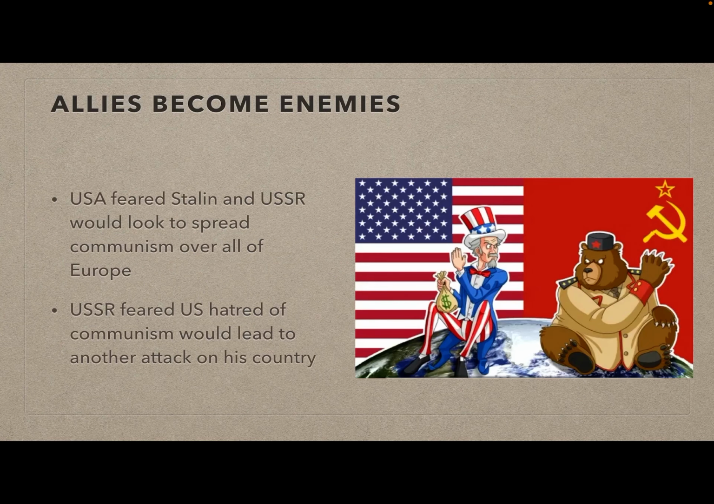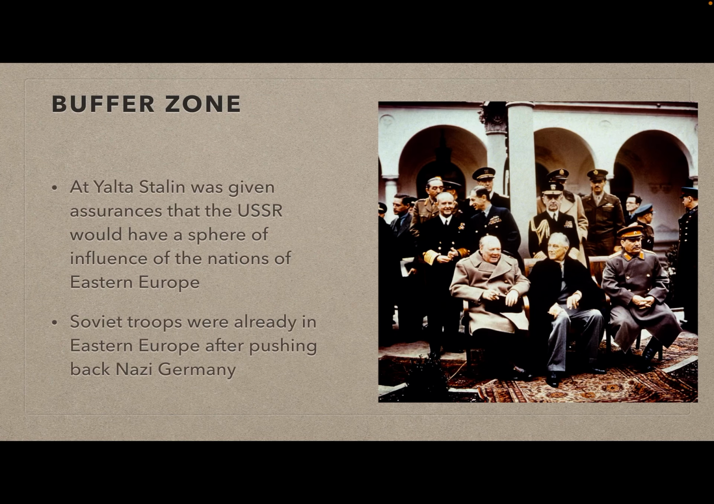So as we have seen in previous videos, the alliance between the USA and the USSR began to disintegrate before World War II had even ended, as both countries emerged as the most powerful states in the world. They became known as the 2 superpowers. There was massive distrust between both sides, with the United States fearing that Stalin and the Soviet Union would look to spread communism over all of the devastated continent of Europe, and Stalin feared that the US hatred of communism would lead to another attack on his country, and he wanted to create a buffer zone between the USSR and the anti-communist countries that would come under US influence.